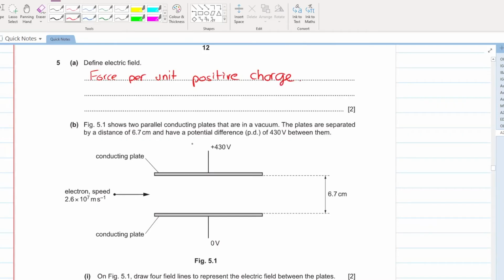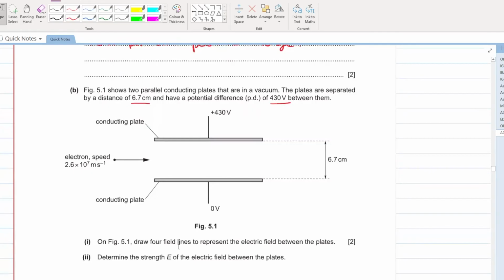Figure 5.1 shows two parallel conducting plates that are in a vacuum. The plates are separated by a distance of 6.7 centimeters and have a potential difference of 430. Perfect. Your electron speed is this. On figure 5.1, draw four lines to represent the electric field between the plates.